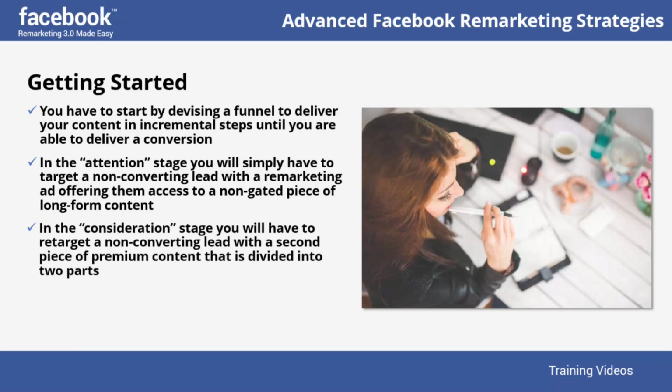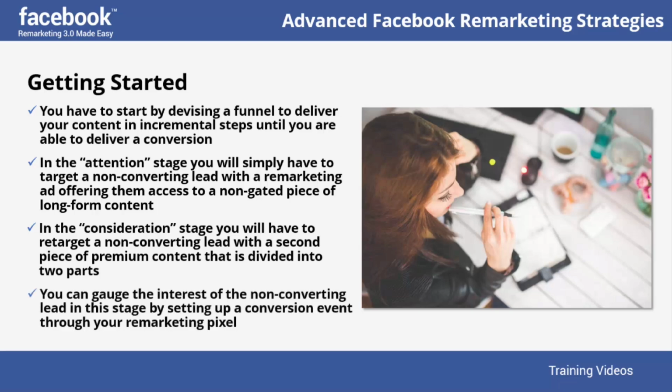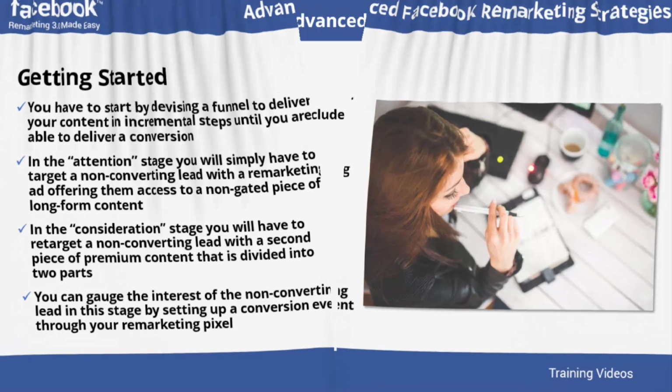In the consideration stage, you'll have to retarget a non-converting lead with a second piece of premium content that is divided into 2 parts. The one that you will give access to in this second stage is the first part of the content. You can gauge the interest of the non-converting lead in this stage by setting up a conversion event through your remarketing pixel in the page where this content is served to your non-converting leads.